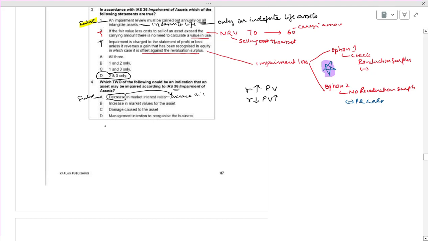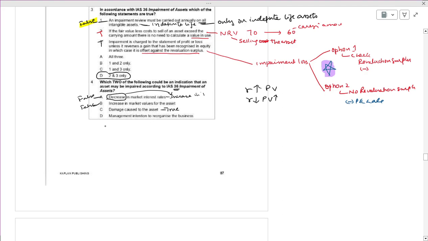Increase in market values. Market value is increasing, is it an impairment? No, no. A decrease in market value is an impairment. A decrease in market value is damage caused to the asset. The value of the asset will decrease. Is it true? It is there in the criteria at the beginning of the chapter.